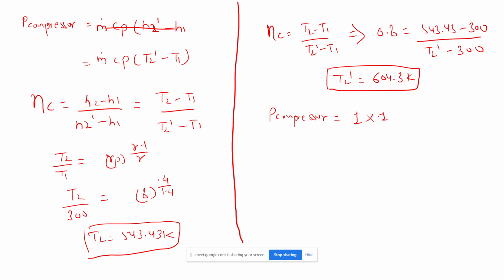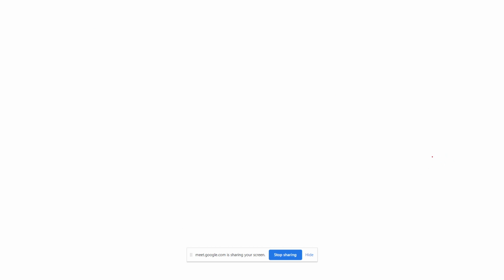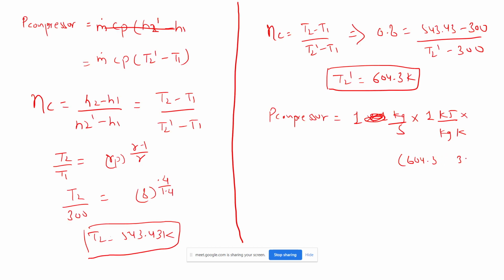Just write the units also. Kg per second into 1 kilojoule per kg Kelvin into what is the temperature? 604.3 minus 300, that is Kelvin. So what will it be? Kelvin will cut out, kg will cut out. Okay, so joule per second, we'll write this.